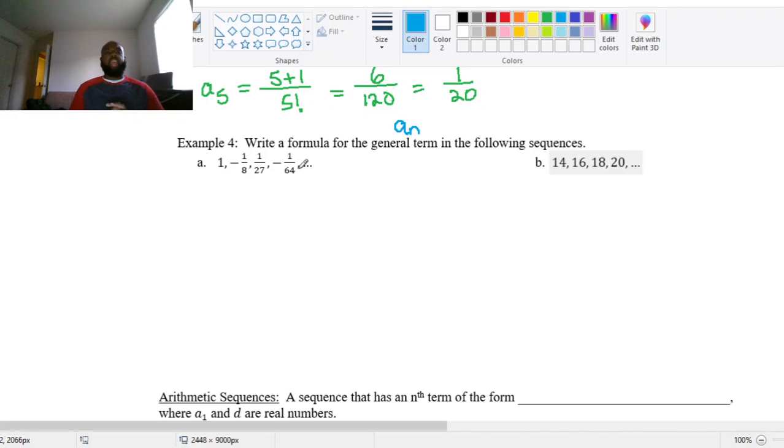We have to kind of look at what's happening here, right? So remember, our sequences are functions, right? We plug in n equals 1, we get an output of 1 because that's our first element in our sequence. When n equals 2, we get -1/8. When n equals 3, we get 1/27, and when n equals 4, we get -1/64.